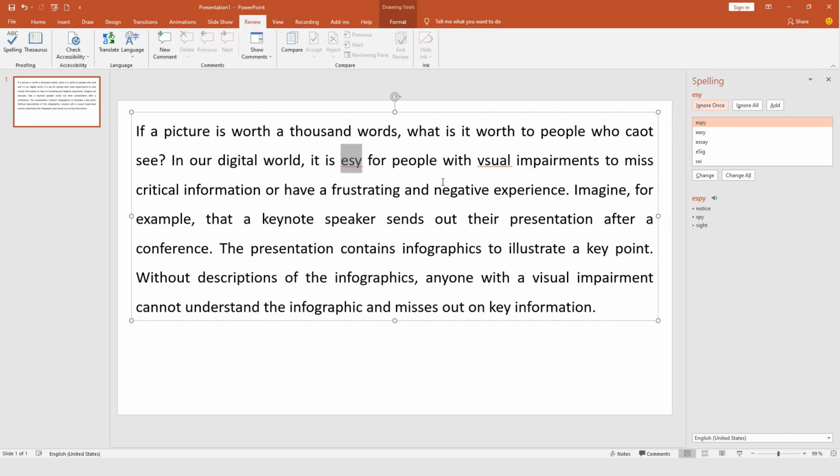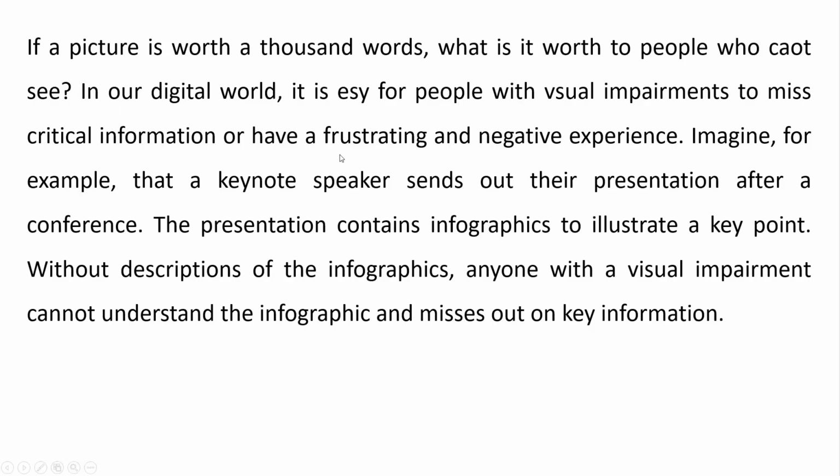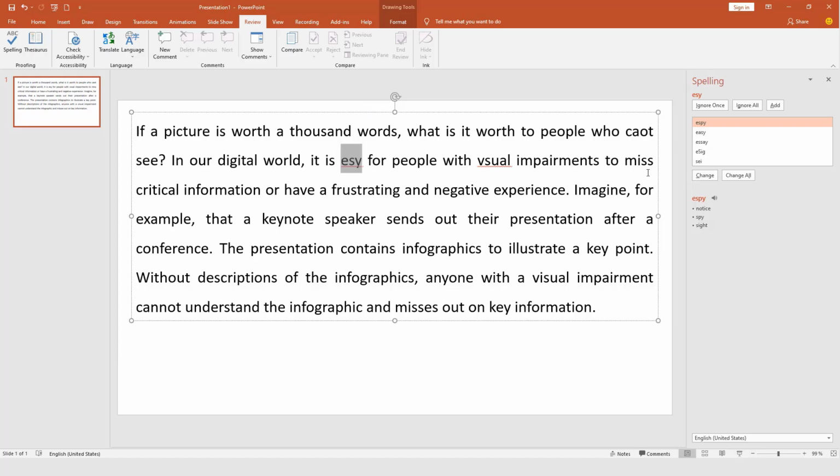Actually, these red lines will not be shown in your presentation and prints of the slides. It is shown this way for you to correct the mistake. So if you select the next error and click on the add option, this incorrect word will be added to the PowerPoint dictionary, and it won't consider this word a mistake. For the next word, you can choose the correct one, and by clicking on the change option, you can replace the incorrect word with the correct one.